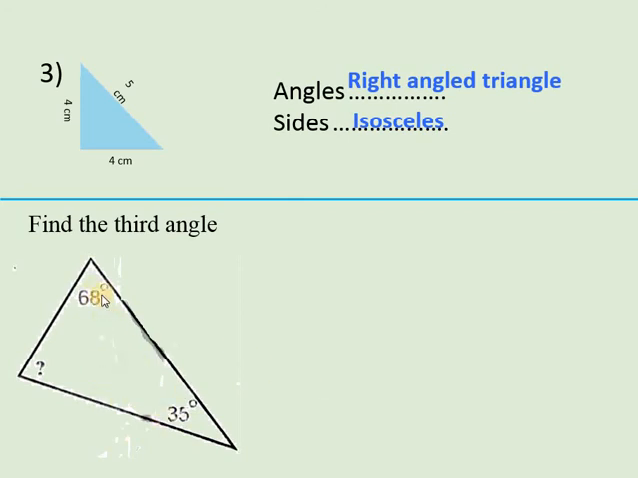So first step, I have to add these 2 angles, and then subtract it from 180. Let's see here, 180 minus the sum of the 2 angles, so the third one will be 77. And I want to check my answer. I have to do this: angle 68 plus 35 plus 77. If I got 180, my answer is right.